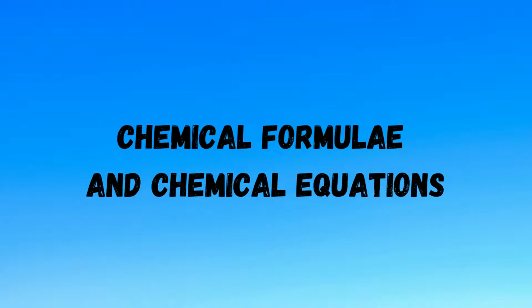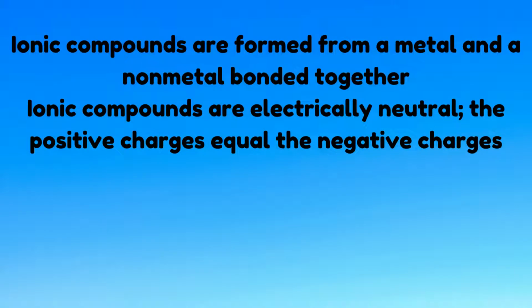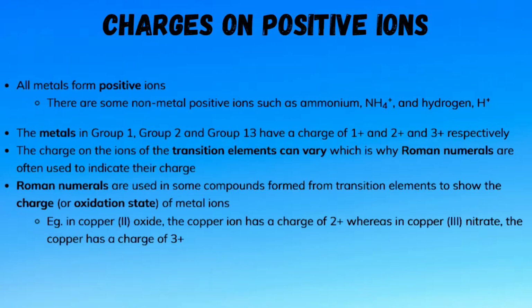Next, let's see chemical formulae and chemical equations. Ionic compounds are formed from a metal and a non-metal bonded together. Ionic compounds are electrically neutral. The positive charges equal the negative charges. Charges on positive ions: all metals form positive ions. There are some non-metal positive ions, those are ammonium and hydrogen ion. The metals in group 1, group 2 and group 13 have a charge of +1, +2 and +3 respectively. The charge on the ions of the transition elements varies.